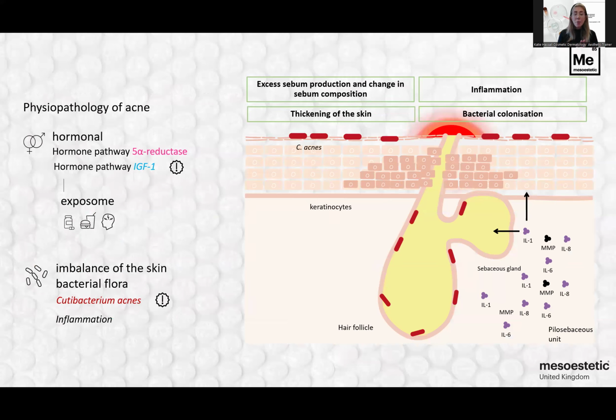So the physiopathology of acne: we're looking at hormones, those hormonal pathways, we're looking at the exposome, so things like medication, diet and so forth, and we're looking at the imbalance of the skin bacterial flora. So, inflammation, excess sebum production and change in sebum composition. We see thickening of the skin, we see inflammation, and we see bacterial colonization as well.